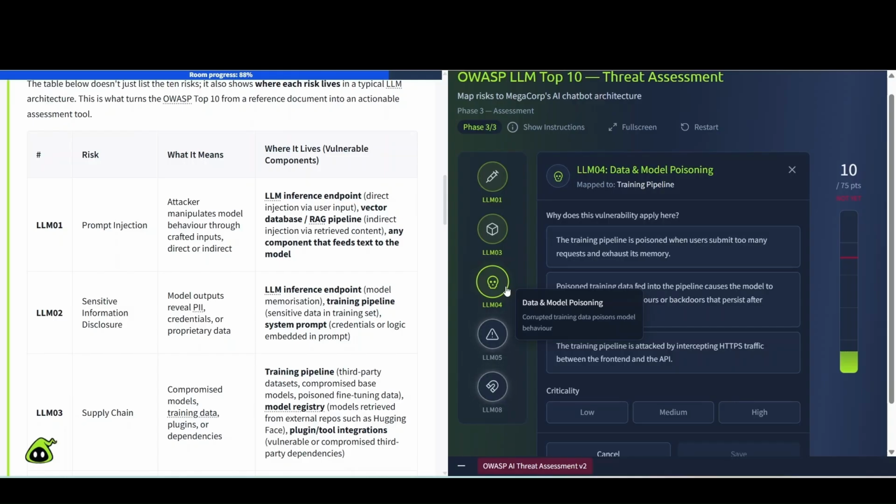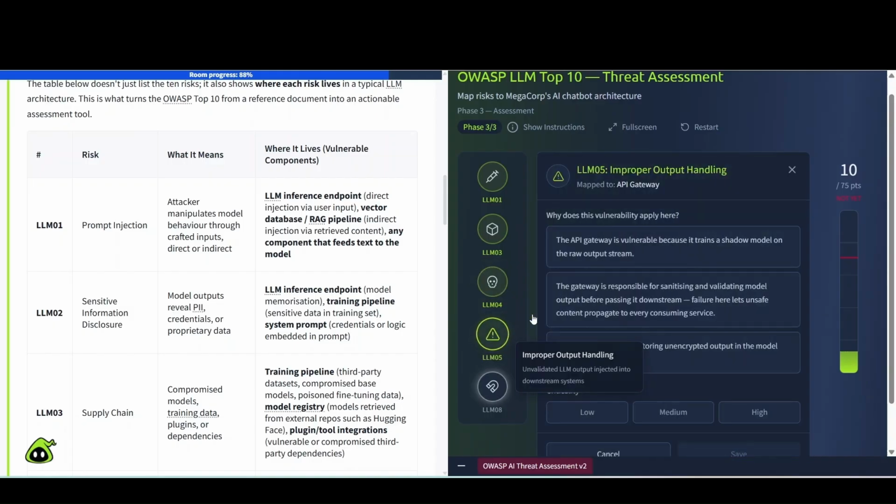So let's see here. That's going to be data and model poisoning, training pipeline. So this one should be: poisoned training data fed into the pipeline causes the model to learn manipulated behaviors or backdoors that persist after deployment. And they're going to mark that as a high. Save that. Number 5. Okay, improper output handling.